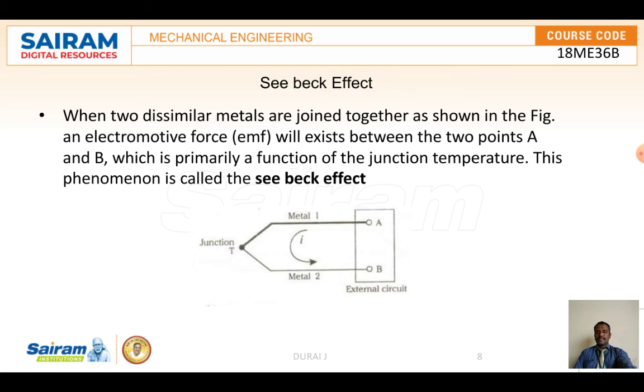Then comes the Seebeck effect. In the Seebeck effect, two different materials are connected at a joining point. An EMF will exist between the two points A and B, which is primarily a function of the junction temperature. This phenomenon is called the Seebeck effect. Once different materials are joined together at this point, the EMF exists.